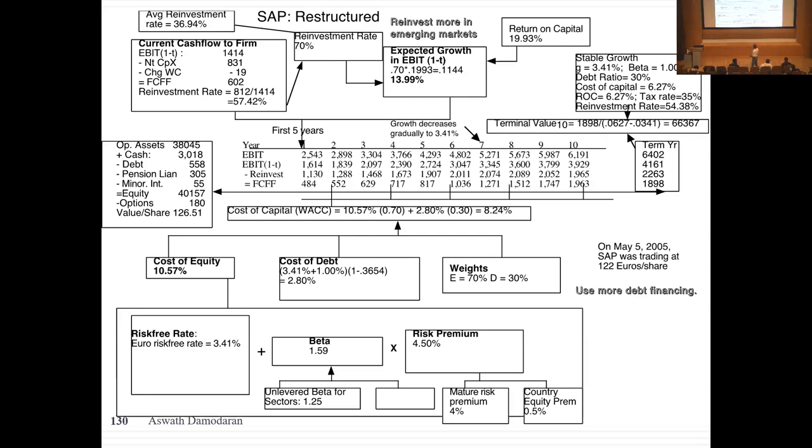So a different mix of debt and equity, higher reinvestment. The value per share I get is 126 euros. What was it before? 106 euros, right? What should I call that difference between the two?